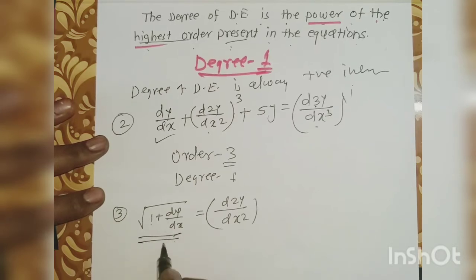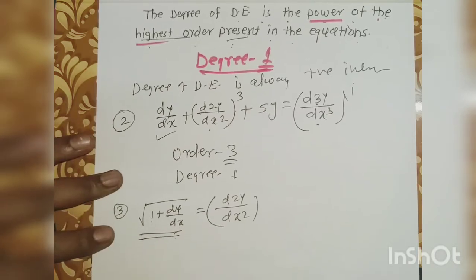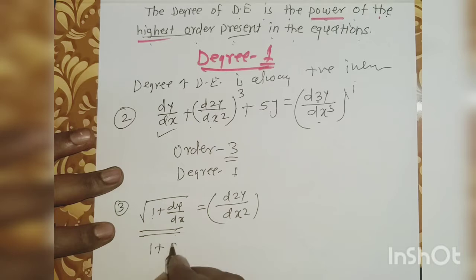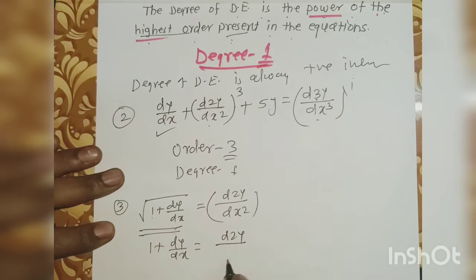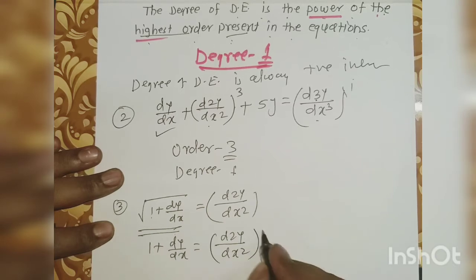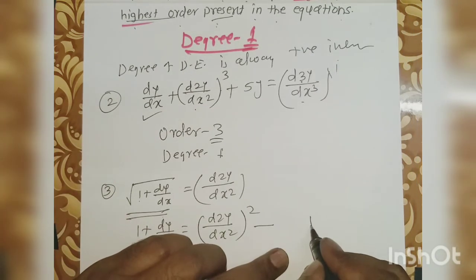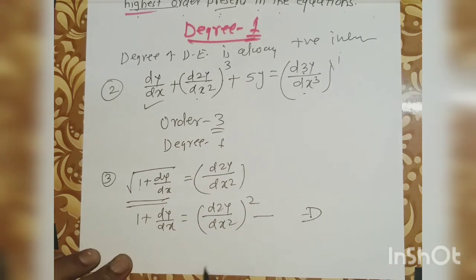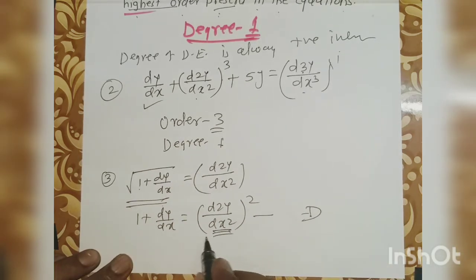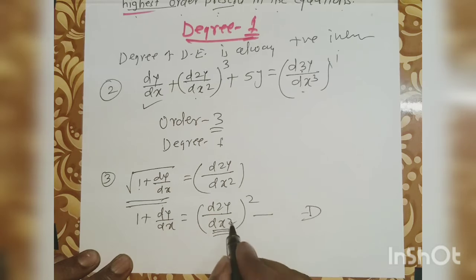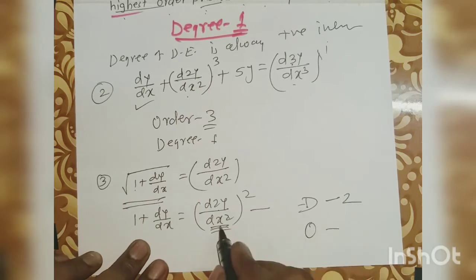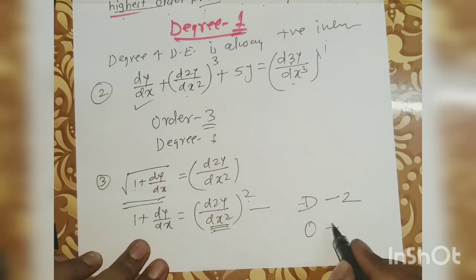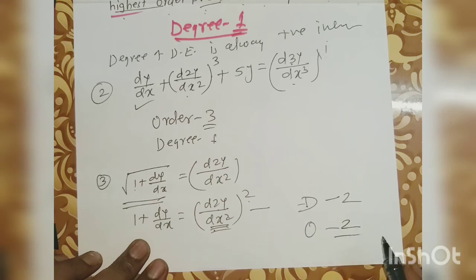That means here the power of this term is a fraction, and taking square on both sides, 1 plus dy by dx is equal to d2y by dx square bracket square. Then what is the degree of this differential equation? This equation consists of a second degree derivative term, that is d2y by dx square. Degree is 2. And order, the power of this term is also 2, then order is 2.